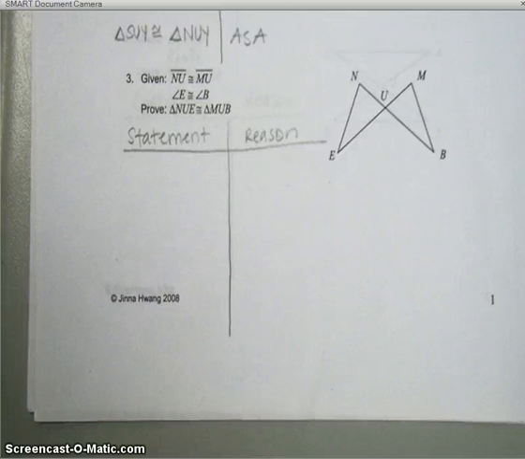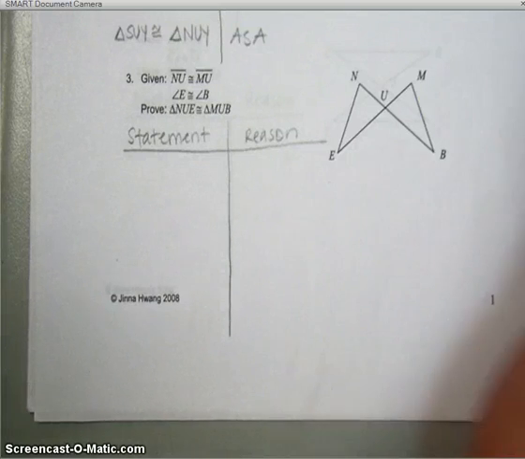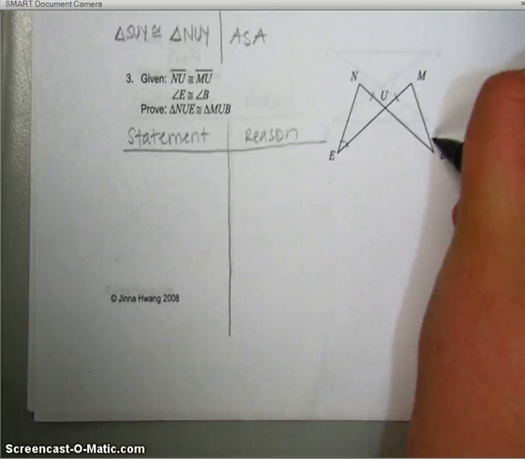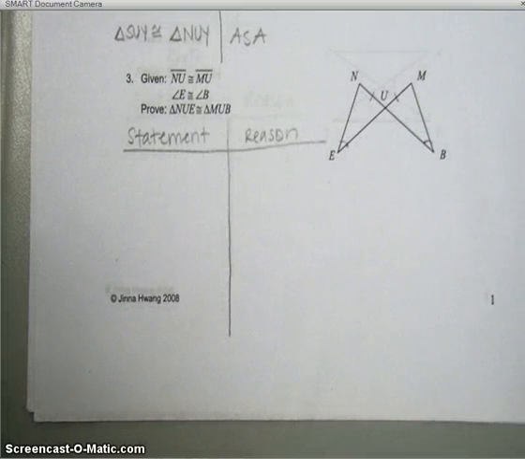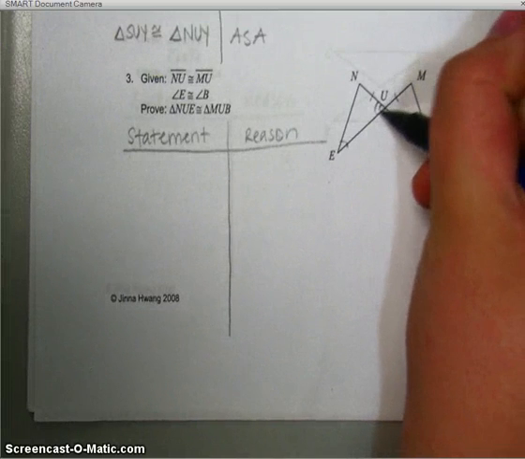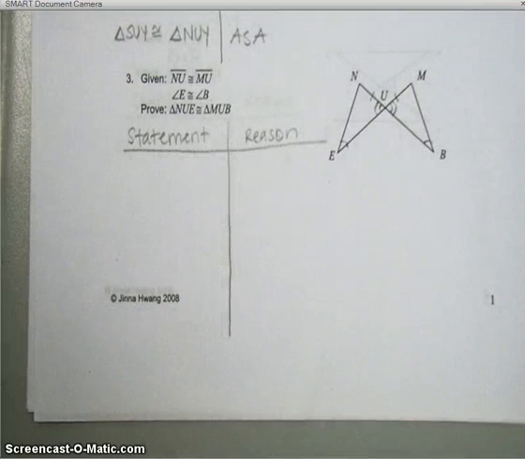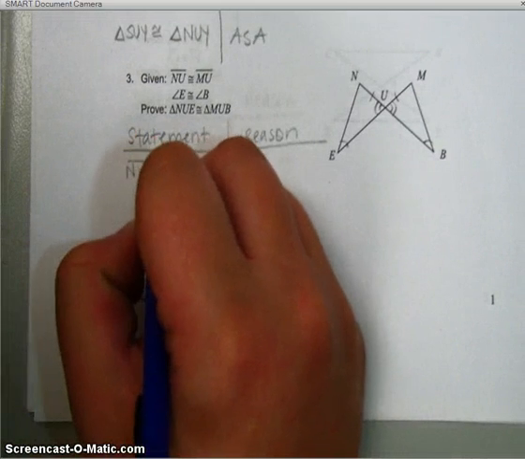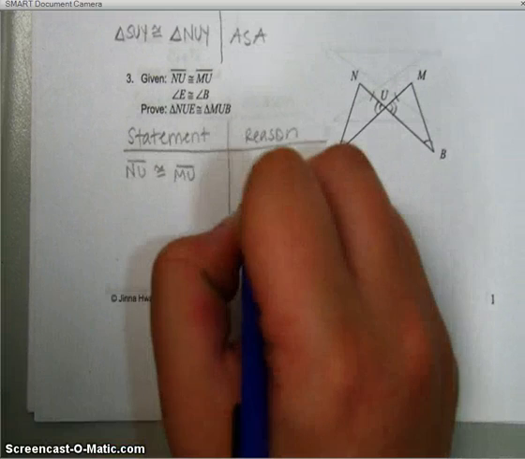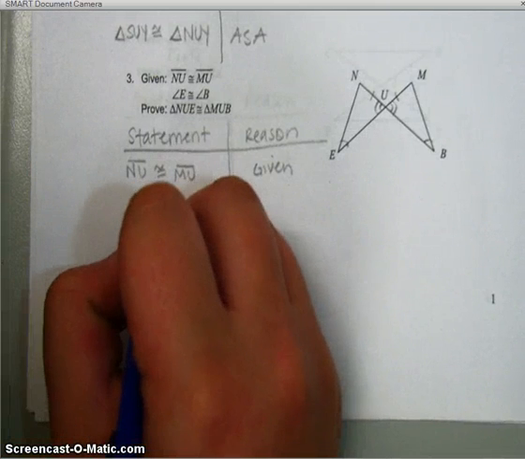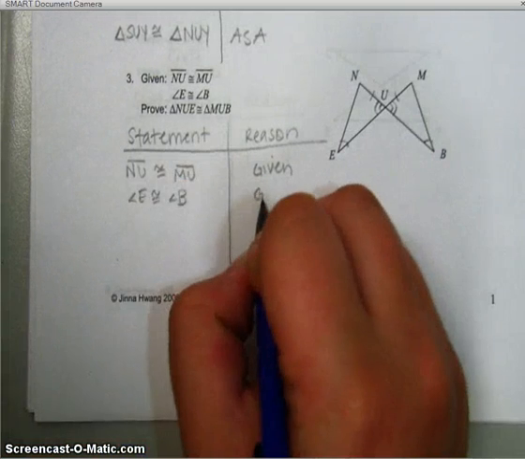It's given that segment NU is congruent to segment MU, and that angle E is congruent to angle B. So we have a side and we have an angle, so we need another piece of information, and we can see here that we have vertical angles. And they are congruent. So we'll start with what we're given. Segment NU is congruent to segment MU. It's a given. Angle E is congruent to angle B.